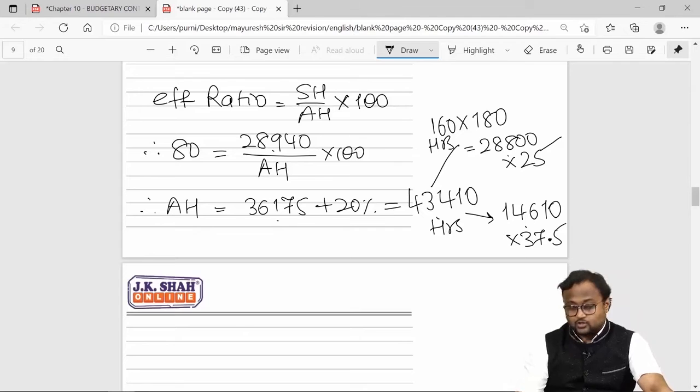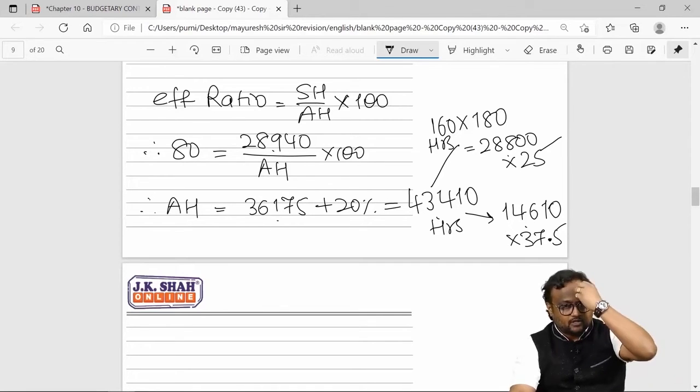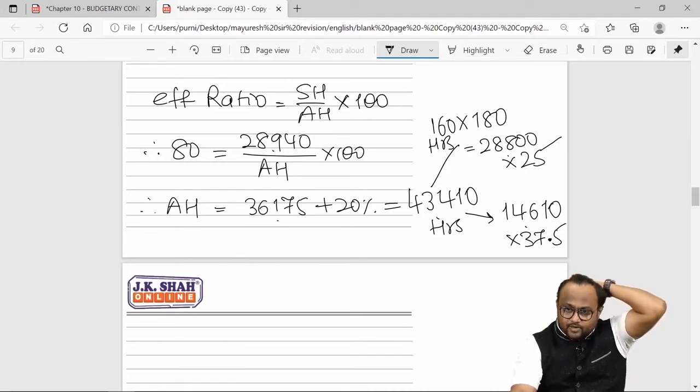43,410 hours you are supposed to work for. You are supposed to pay them for. See, actual work is of 28,000 hours. Being 80% efficient, they will be taking 36,000 hours. Plus 20% time is given as downtime. So 43,410 hours are required to be paid for.